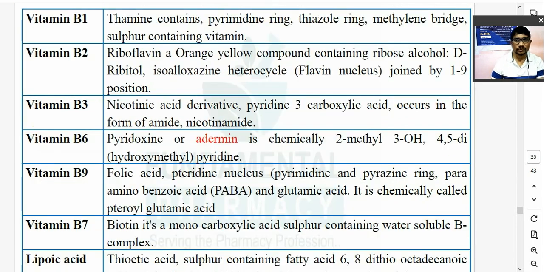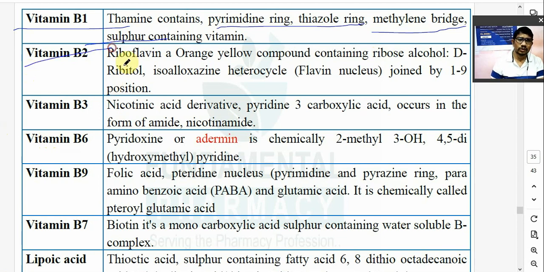Now next is vitamin B1. वाटर soluble विटामिन चल रहा है. So thiamine contains pyrimidine ring and thiazole ring. Pyrimidine ring and thiazole ring, they are connected by a methylene bridge. It is the only sulfur containing vitamin, naturally occurring sulfur containing vitamin.